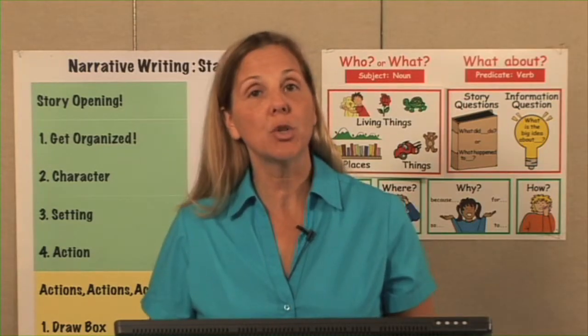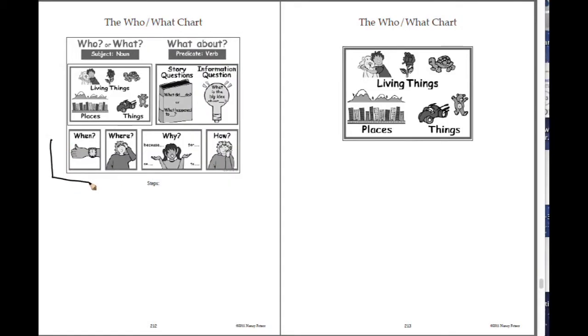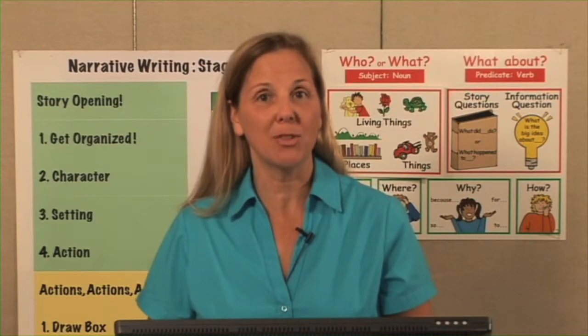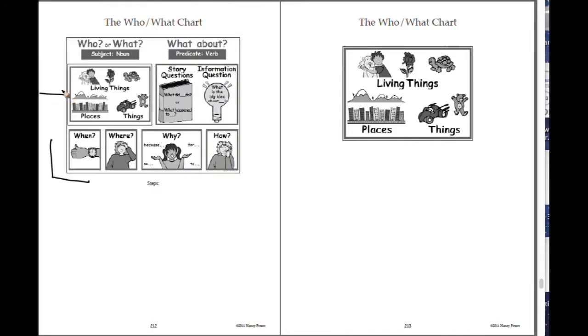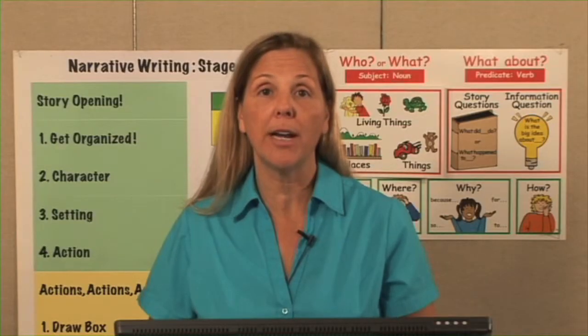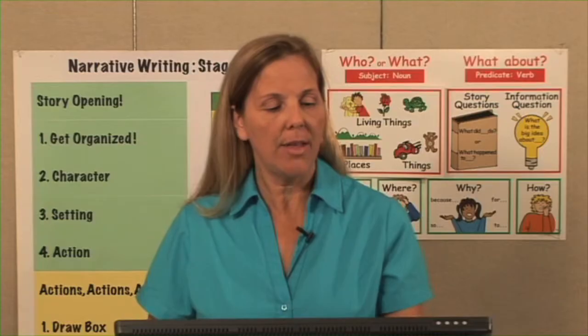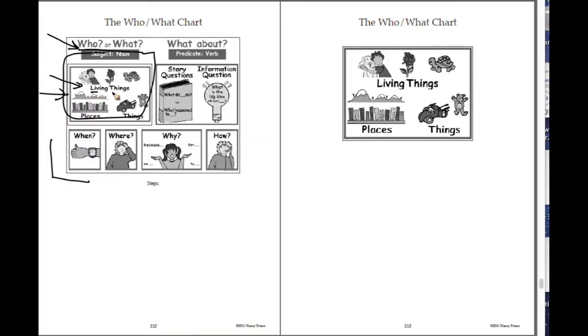On page 212, notice you have a who-what chart. On this chart, we're going to go through all the different parts so that you will understand how it'll be used in order to help students form sentences. The top part of the chart is the subject section, and this is when we are asking students, who or what are we going to be writing about? That subject is going to be a noun, and then you have on this flap living things, places, and things.